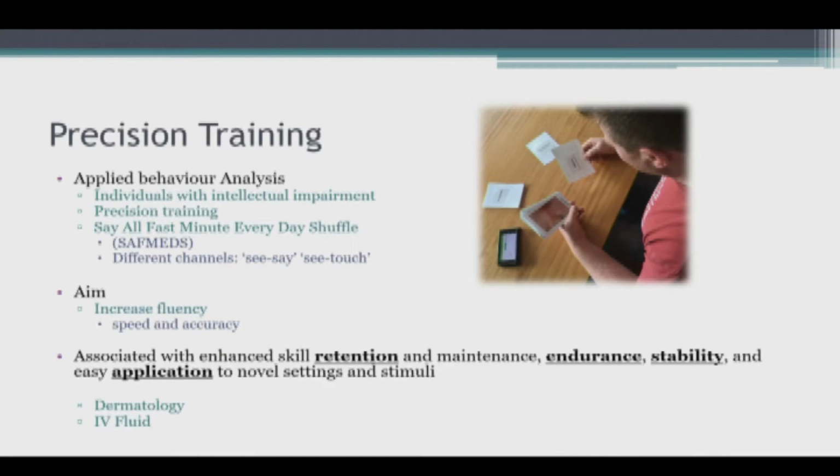So we went into another field, applied behavioral analysis, and they've helped train individuals with intellectual impairment new skills to a high degree of fluency, which means they can do that skill fast and accurately. They use a method they developed called precision teaching, and if you use flashcards with that, they call it Say All Fast, Minute Every Day Shuffle. The SAFMEDS minutes were short. Depending on the flashcards, there's a question. You may have to say the answer, which is C, say, or you may have to point to the answer, C, touch, or act the answer.